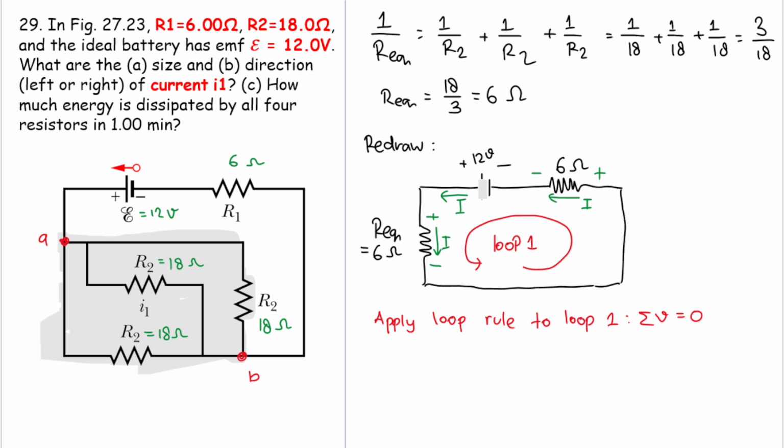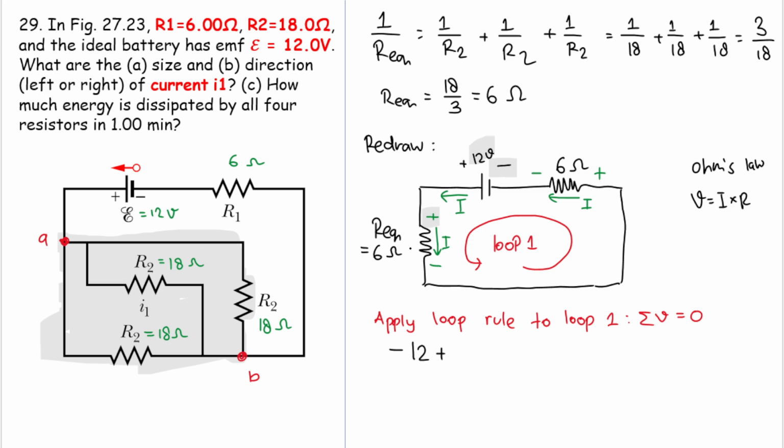Here the loop enters the negative side, so I will have minus. And then the voltage. What is the voltage? The voltage is 12 volt, so I will have minus 12. And then I will have plus. Why plus? Because it enters the resistor here from the positive terminal. So I will have plus, and then we need the voltage. But the voltage is the current multiplied by the resistor, right? This is Ohm's law.